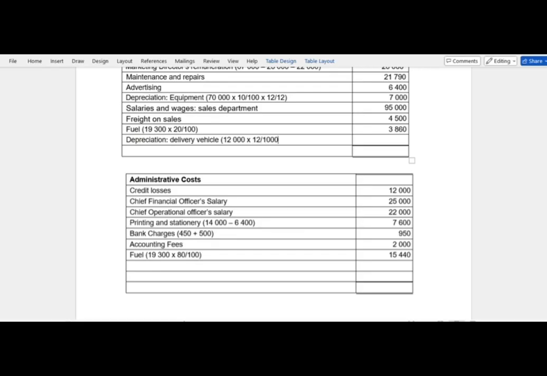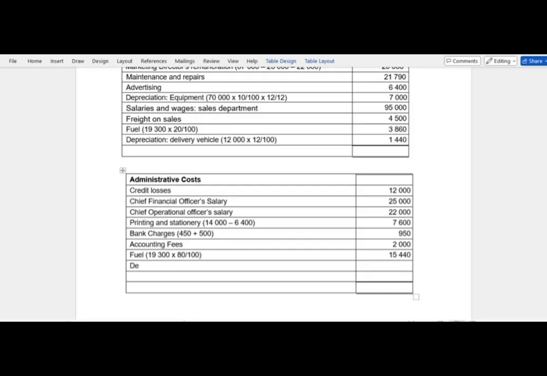All right, and then let's see how much we are getting for distribution. Let's put that on the calculator. 12,000 multiplied by 12%, which is 12 out of 100. I'm getting 1,440.